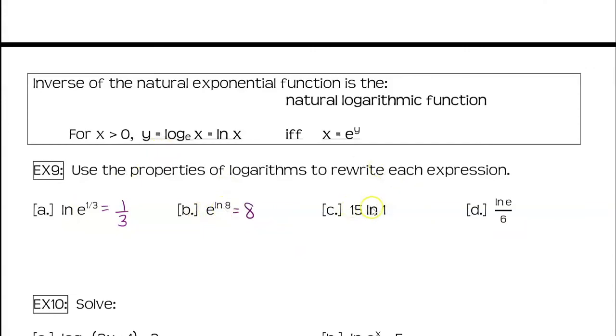Okay. Natural log of 1, or log with any base of 1, is just equal to 0, so that's just 15 times 0. And natural log of e is just 1. This is just over 6.